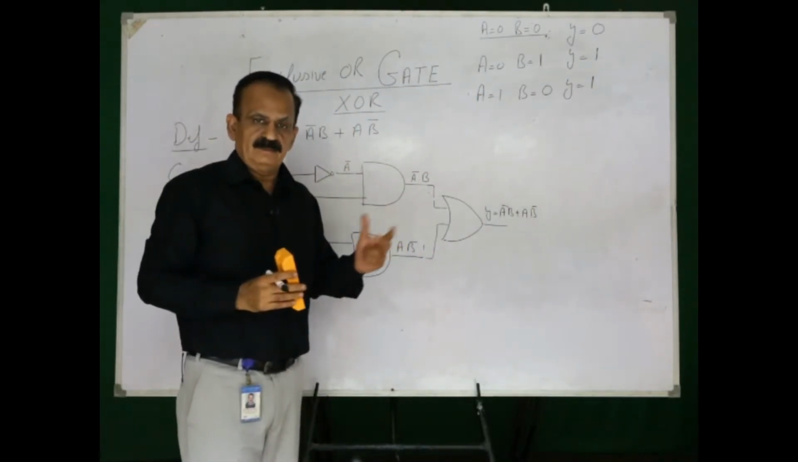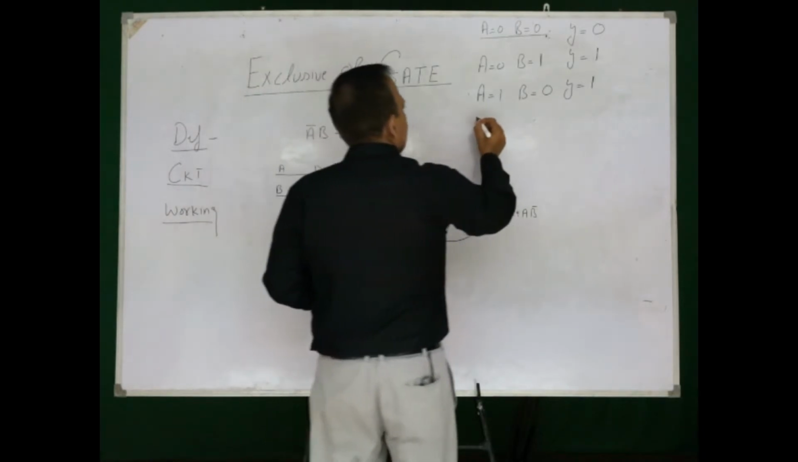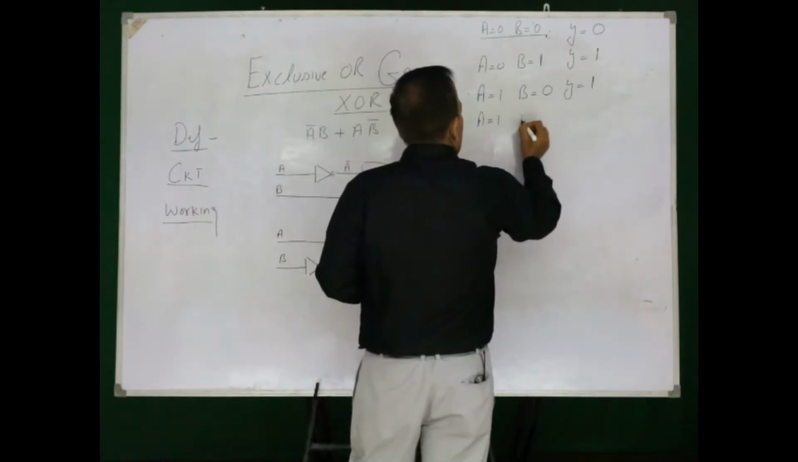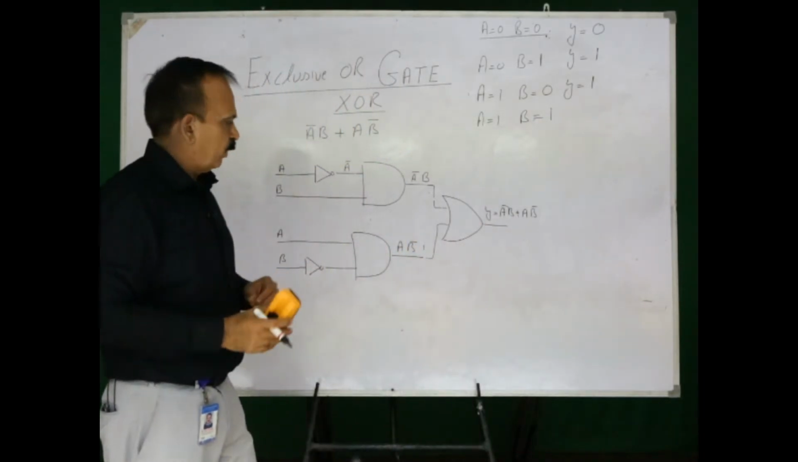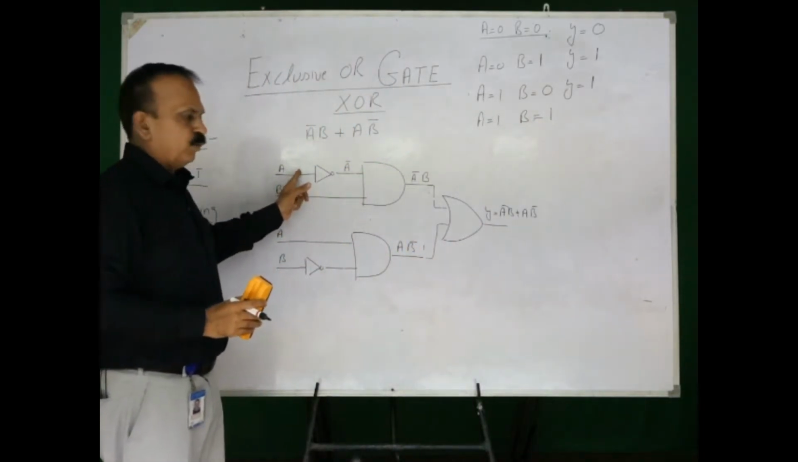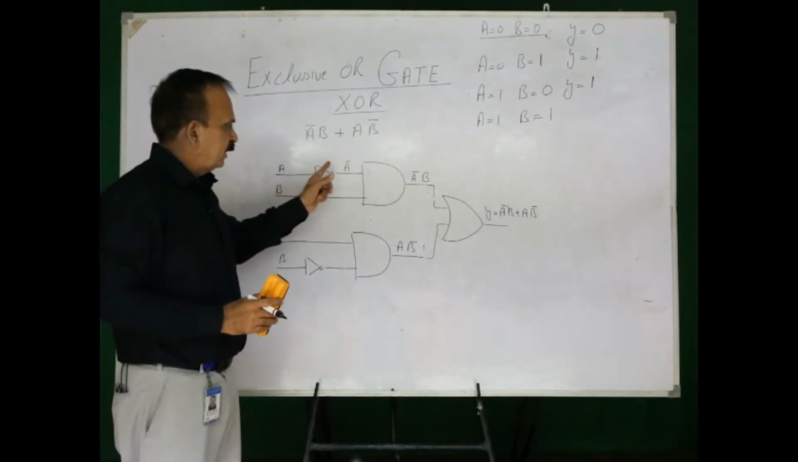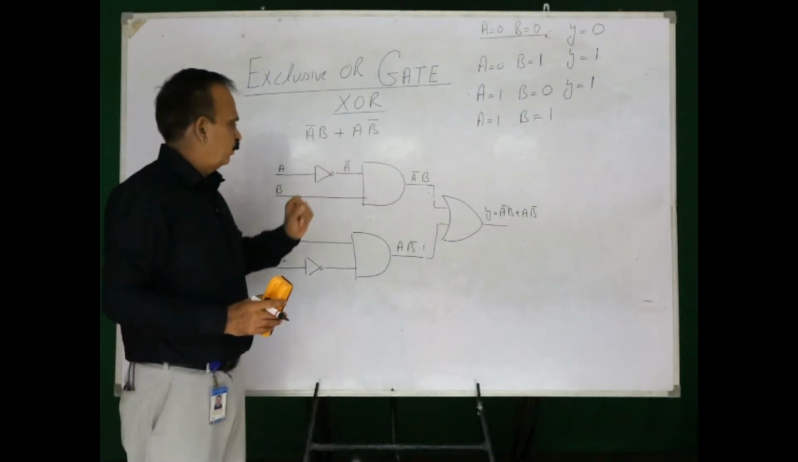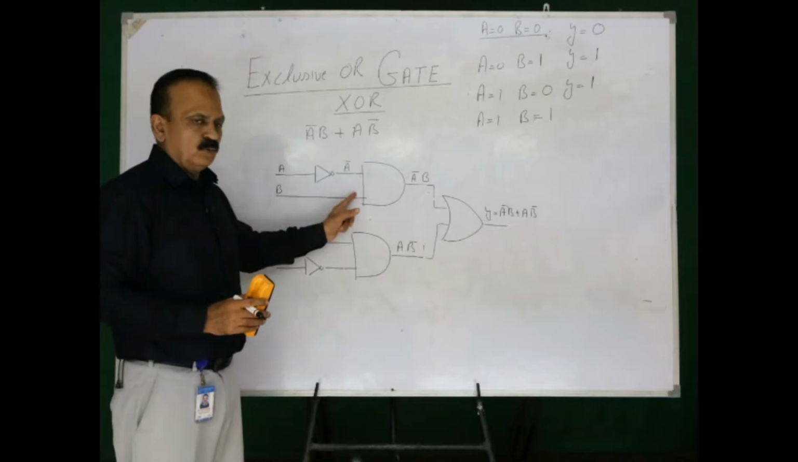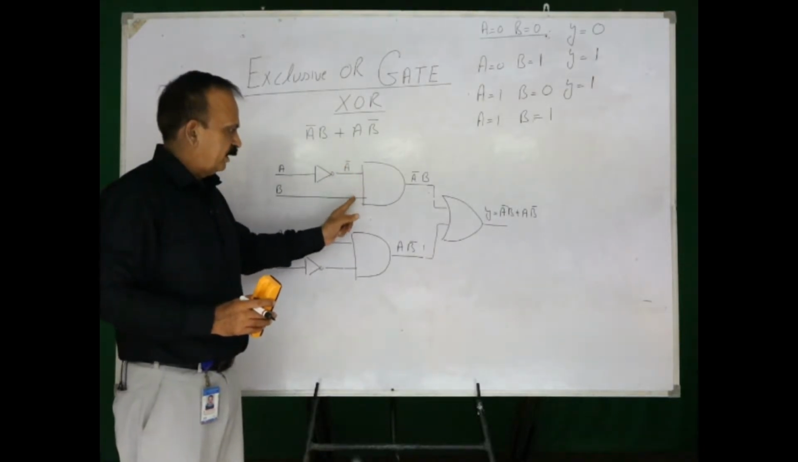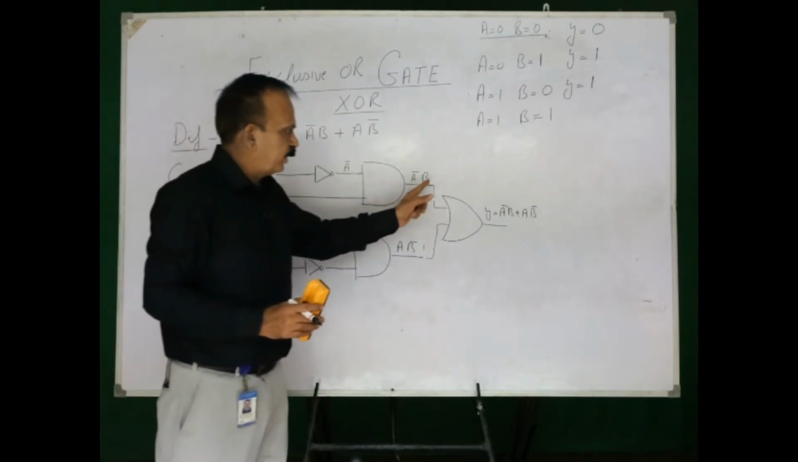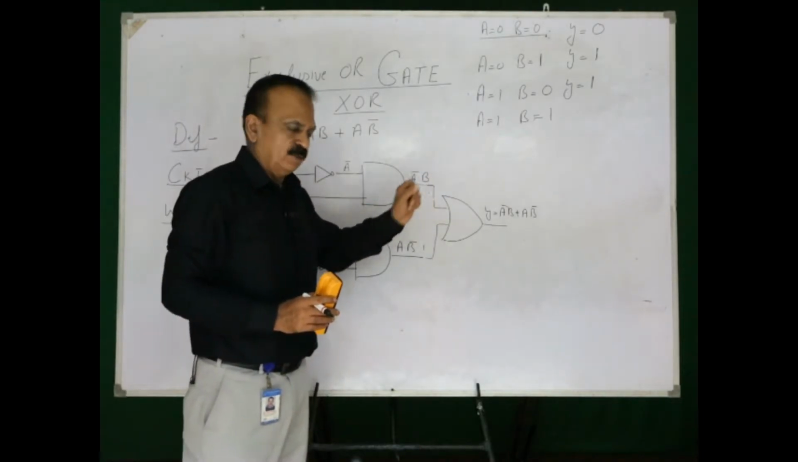Now the last case, and that case is A is equal to 1 and B is equal to 1. Both values are 1. Now A is equal to 1, that means A bar is going to be 0. B is equal to 1. Now this value is 0, this value is 1, the product is going to be 0.